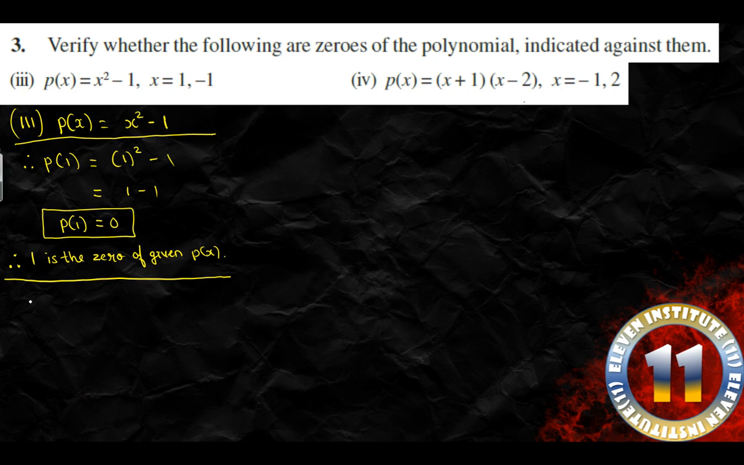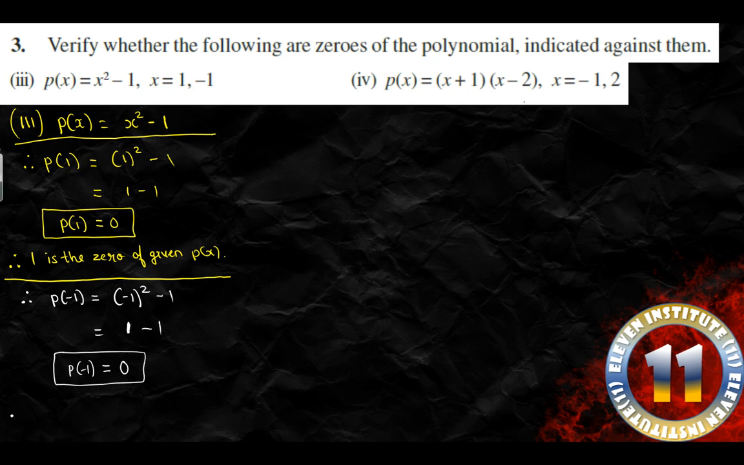Right, so again the same polynomial, but instead of x we will write minus 1. So this time we have p of minus 1 is equal to minus 1 the whole square minus 1. What is minus 1 the whole square? It is 1. Right, minus 1 the whole square is 1. And this minus 1 will be kept as it is. So again 1 minus 1 we get the answer as 0. P of minus 1 is 0.